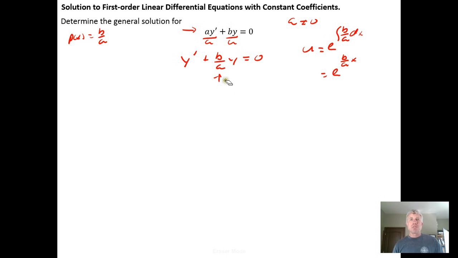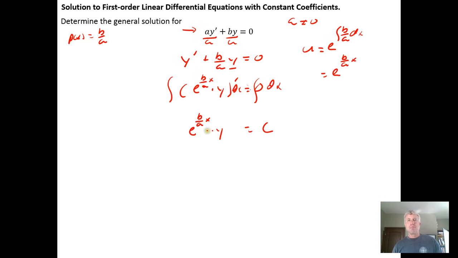And then our technique was to multiply both sides by the integrating factor. And when we did that, we recognized that what we got on the left-hand side was the derivative of the integrating factor times y. And then to solve this, we just integrated both sides with respect to x. When we integrated the derivative, we just got the e to the b over a x times y, and this wound up being equal to some constant of integration.